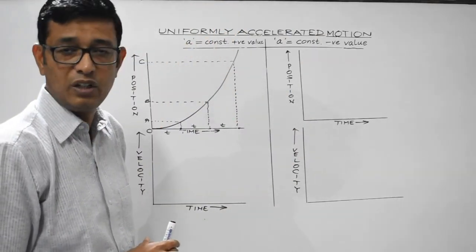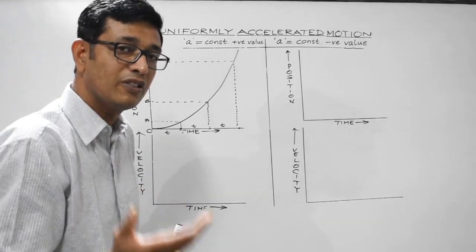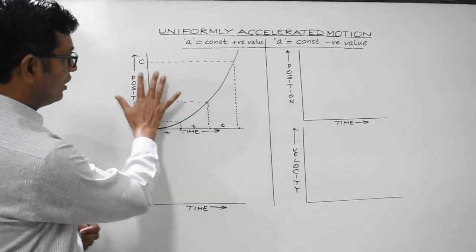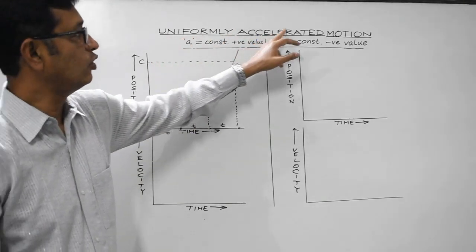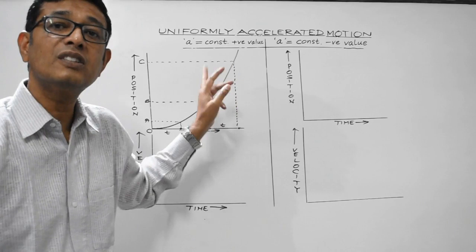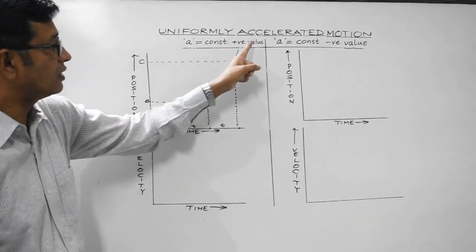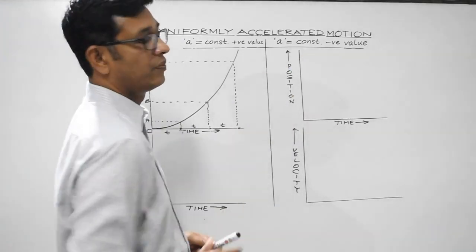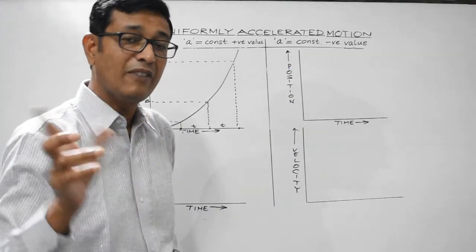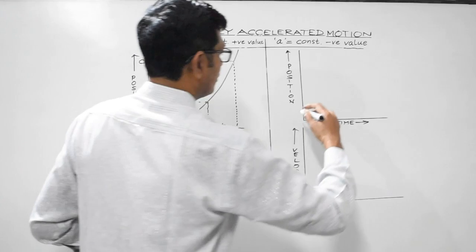Acceleration is positive only when the final velocity of the body is greater than its initial velocity. So that's the position time graph of a body having uniformly accelerated motion when A is positive, right? Now let's discuss this case. A is constant but having negative value. So it will be like this.